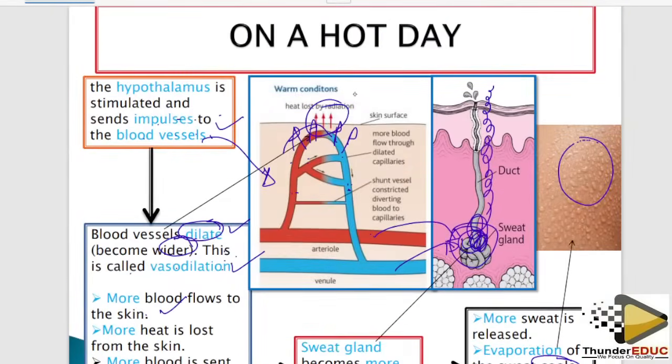Meaning that more heat was lost to the surrounding. The moment more heat was lost, it was absorbed by the surrounding, and this liquid, the sweat, also led to the cooling. And the moment it cools, when the air blows, the skin becomes colder. You understand? And then the skin surface becomes much colder.